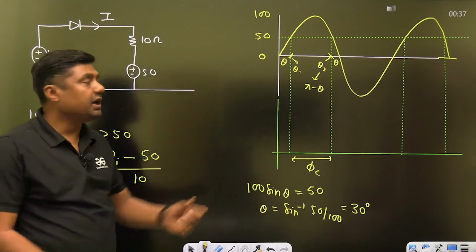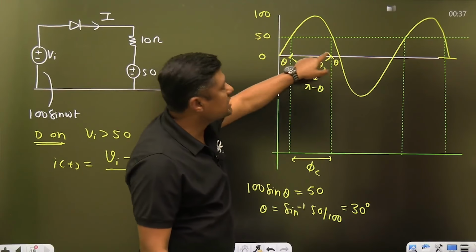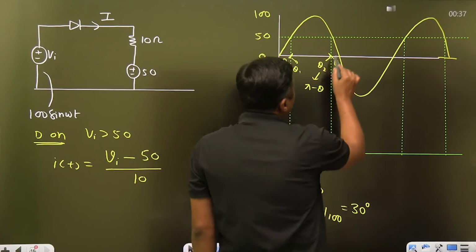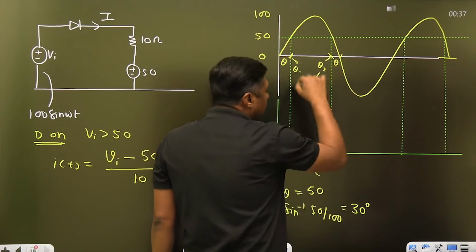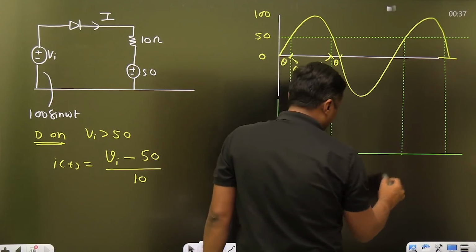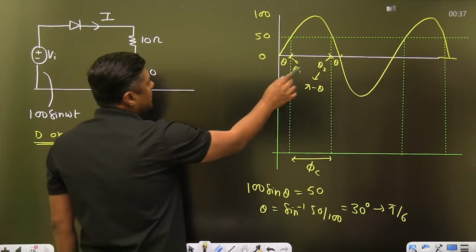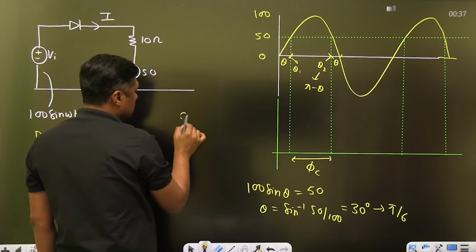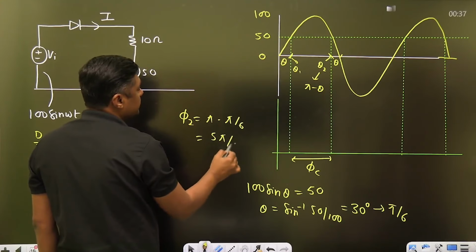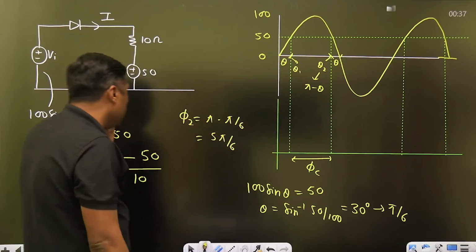So this is the 30 degree, and this is the 180 minus 30, which means 150, or 5 pi by 6. To convert it into radian, this is pi minus theta. If it is 30 degree, it is equivalent to pi by 6. So theta 1 is pi by 6. What is theta 2? Theta 2 will become pi minus pi by 6, that is nothing but 5 pi by 6. The current will exist from pi by 6 to 5 pi by 6. Now we have the formula and the equation for the current.